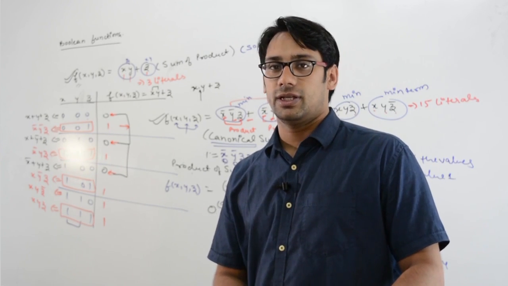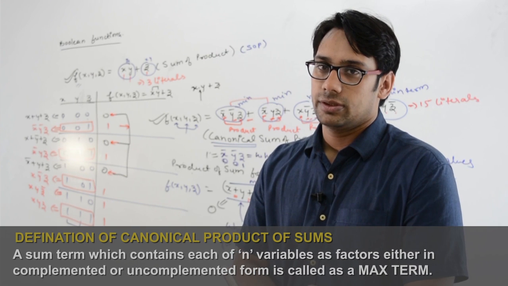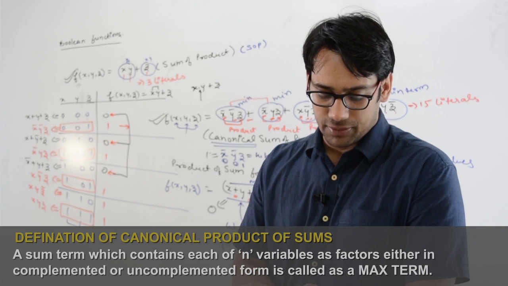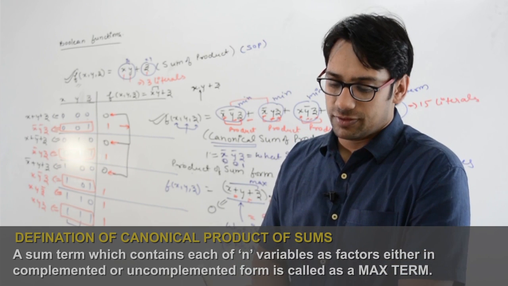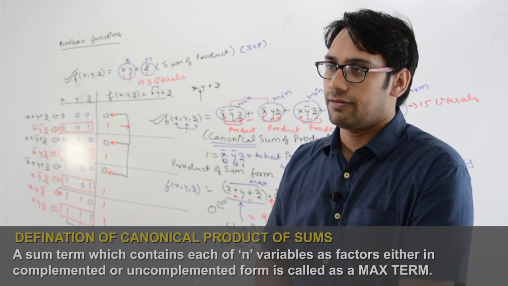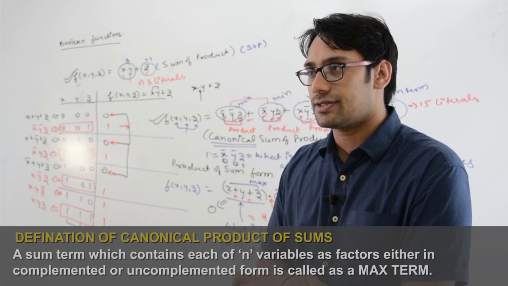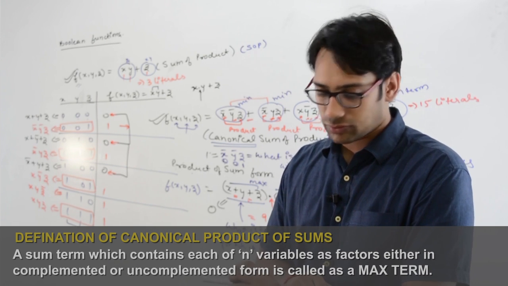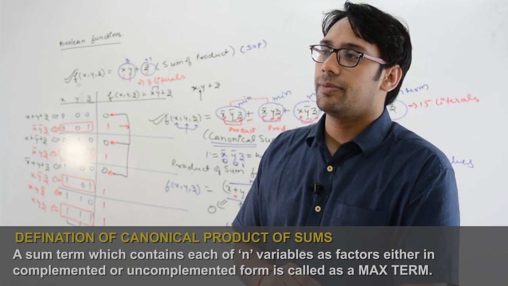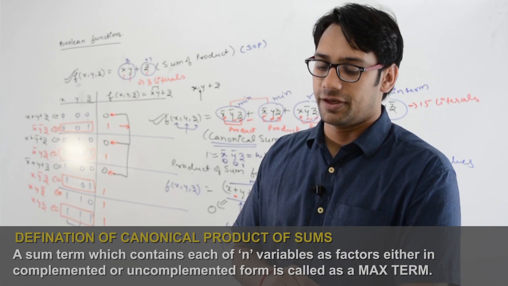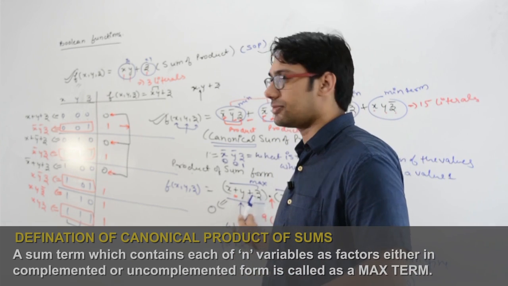Okay, so now write it down, the definition of canonical product of sum: a sum term which contains each of the n variables as factors, either in complemented or uncomplemented form, is called a max term. For example, here this is a max term.